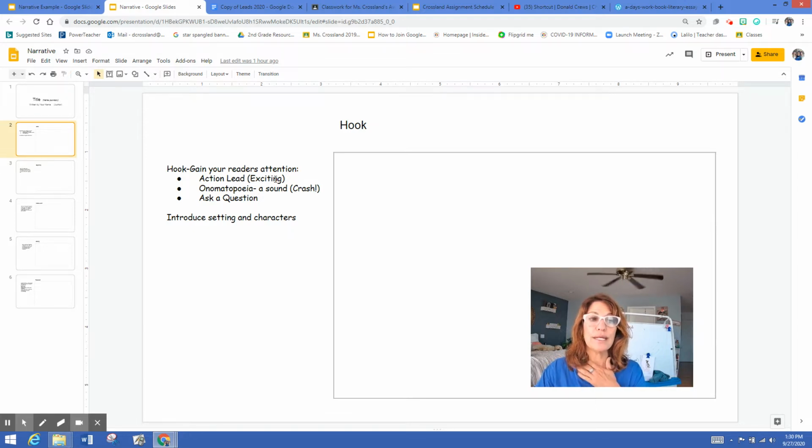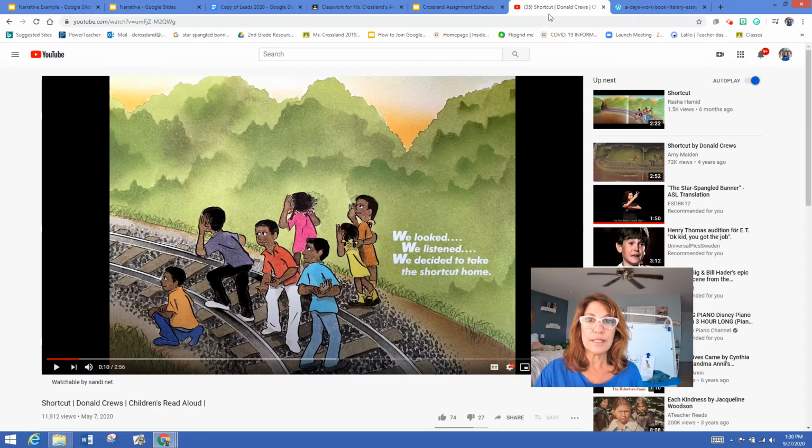So the first one that we're doing is action lead, and I'm going to share with you a couple of books. This first one is called The Shortcut by Donald Crews. It's a great book, and hopefully you've heard it maybe today with your teacher. So this starts out, "We looked, we listened, we decided to take the shortcut home." So those are all actions, things that they did. They're looking and they're listening, and then they decided. And when Donald Crews starts his book out like that, it piques your interest. You think, what are they going to do next? What are they talking about? And it's something that gets your interest.